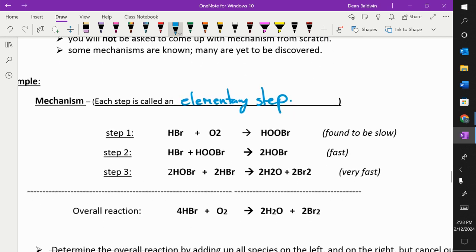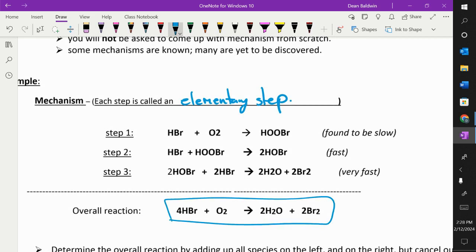And this is how we would write this reaction. That's how you're used to seeing it. 4 hydrogen bromides plus oxygen gives you 2 water molecules and 2 bromine molecules. But what actually happens is one hydrogen bromide reacts with 1 oxygen molecule. That's a 2-particle collision. You get HOOBr. Then that molecule reacts with another hydrogen bromide to give 2 molecules of HOBr. And then those 2 molecules react with the final 2 hydrogen bromides to give your final products, water and bromine.